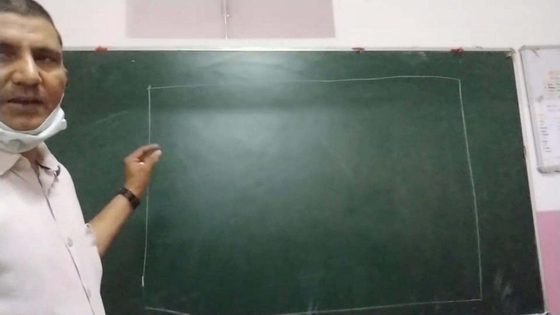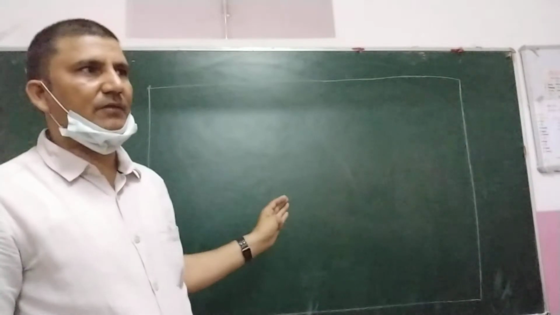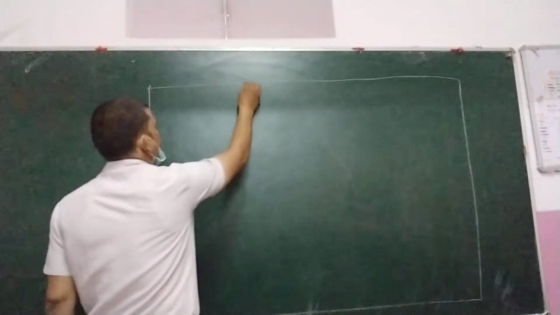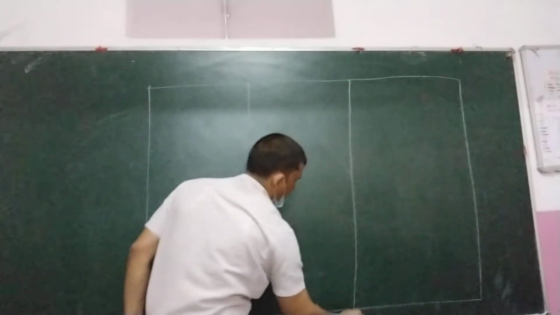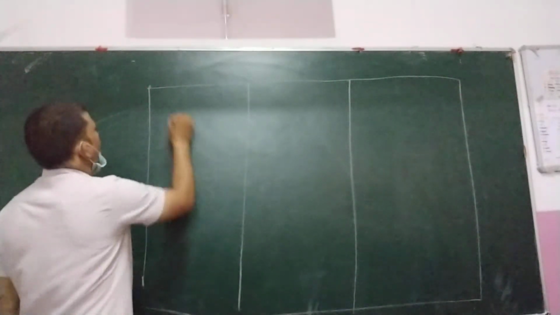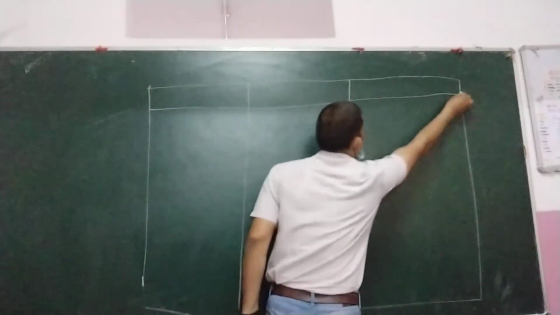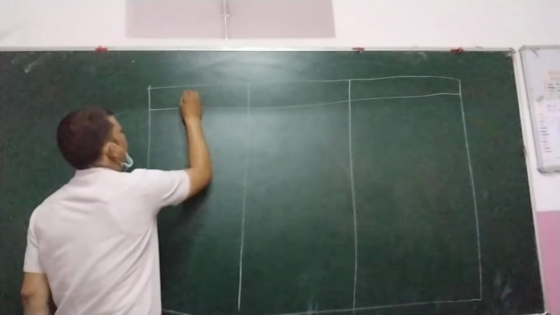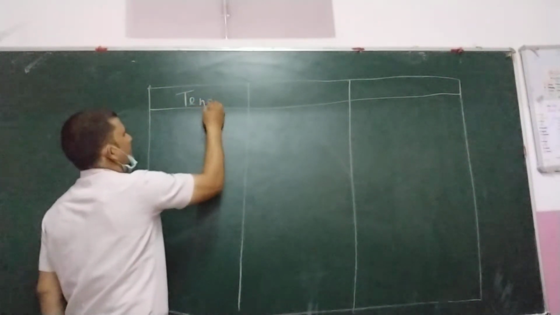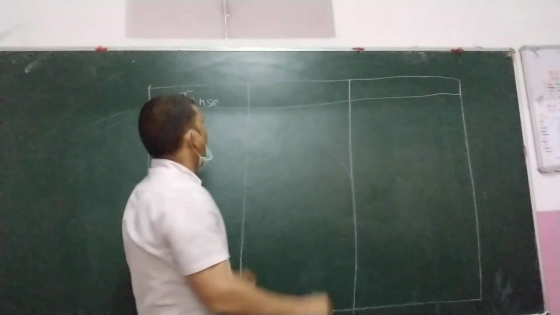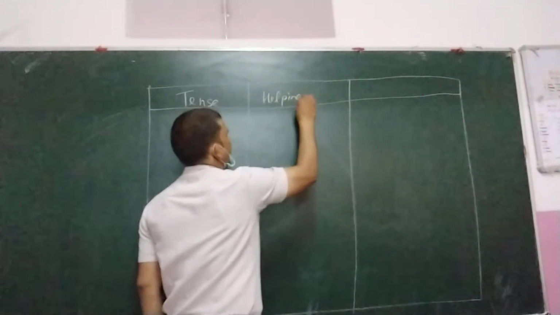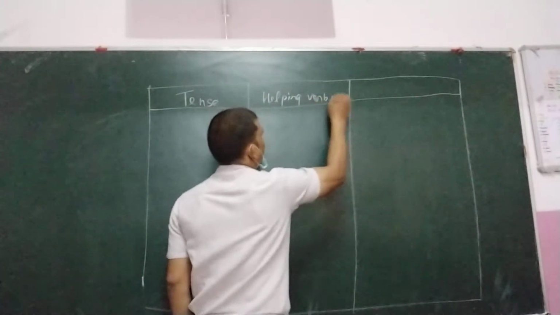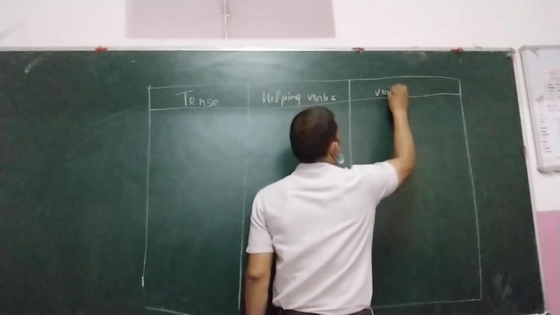We will make a chart of tense, its helping verb and its verb. Okay, this part is of tense, and this one is helping verb, and this one is verbs.